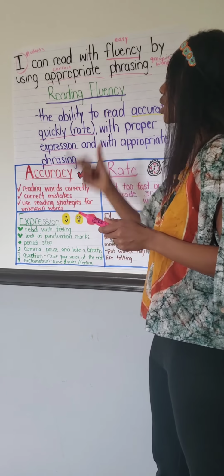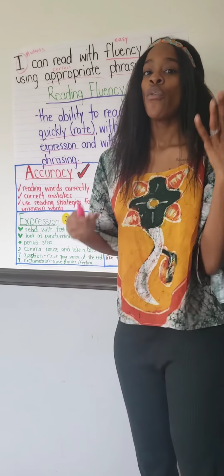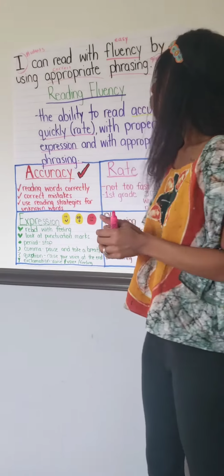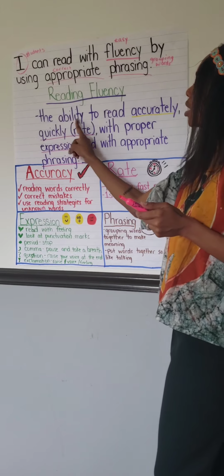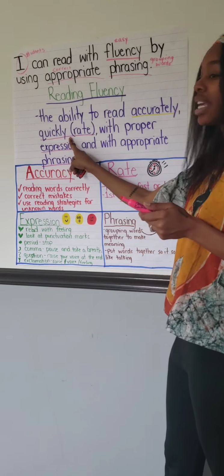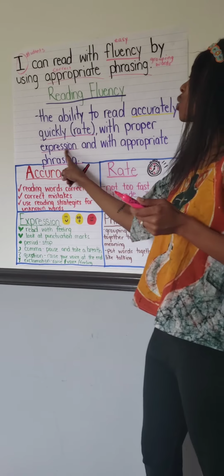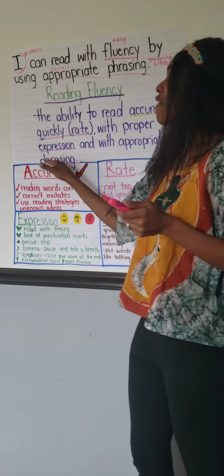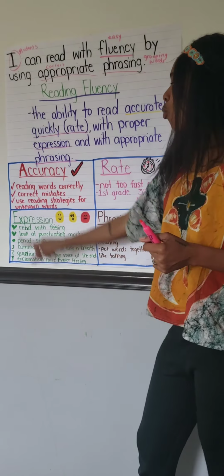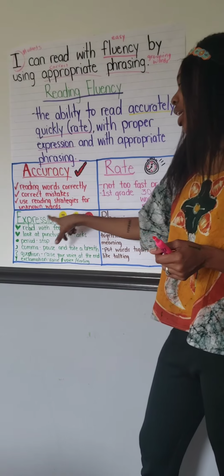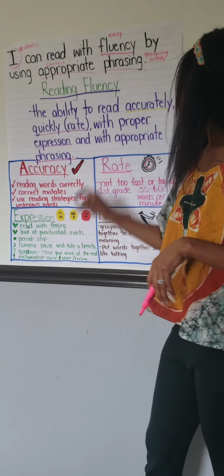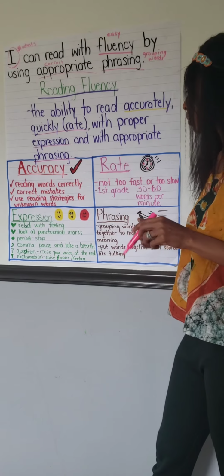So reading fluency. When we are reading fluently, when we are reading easily, when it is flowing, that means it is the ability to read accurately, quickly, that means the rate, with proper expression, and with appropriate phrasing. So when you read fluently, that means you have to be accurate, okay? When you are accurate, you are reading words correctly. You correct your mistakes. You use reading strategies for unknown words. That is accuracy.